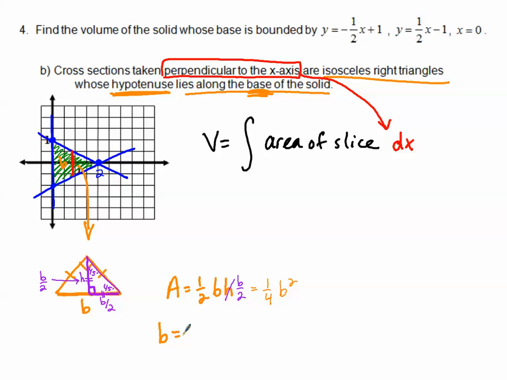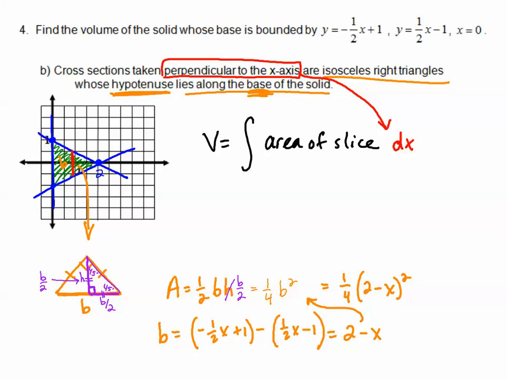What's b? Well, we did that in the other one because it's the same shape of the base. Top curve minus bottom curve. Remember that was the -1/2 x plus 1 minus the 1/2 x minus 1. And remember that gave us 2 minus x. But this time we're plugging it into a slightly different area formula. Plug it in there and we get 1/4 (2 minus x) squared. Take our area and plug it into our volume. The integral of 1/4 (2 minus x) squared with respect to x. And because the base of our region is not any different, our limits still go 0 to 2. Yay!